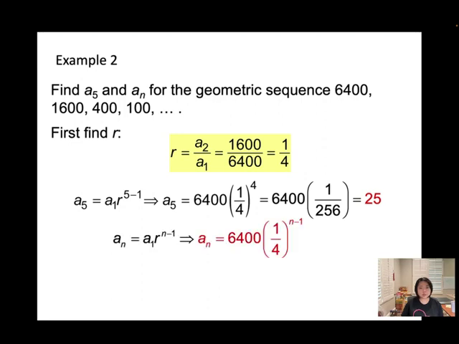Now we want to find the general term a n. So plug in a1 and the r here. You don't need to simplify it. You could just keep this one as your final answer.